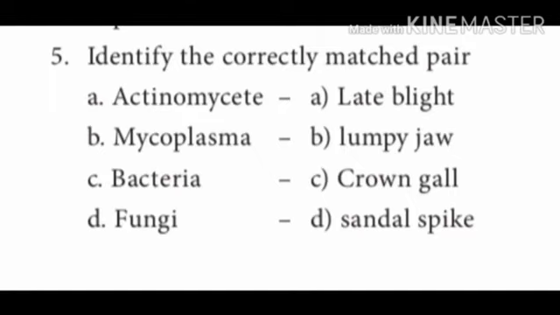Let's refer the textbook and come to a conclusion. Actinomycetes, late blight. Mycoplasma, lumpy jaws. Bacteria, crown gall, and fungi, sandal spike. Of all this, the correctly matched pair is option C. Bacteria causes a disease called crown gall. So the correct option would be C. You will write the option C with the answer crown gall.